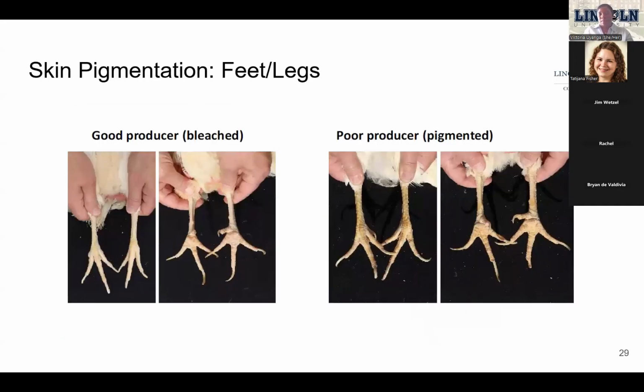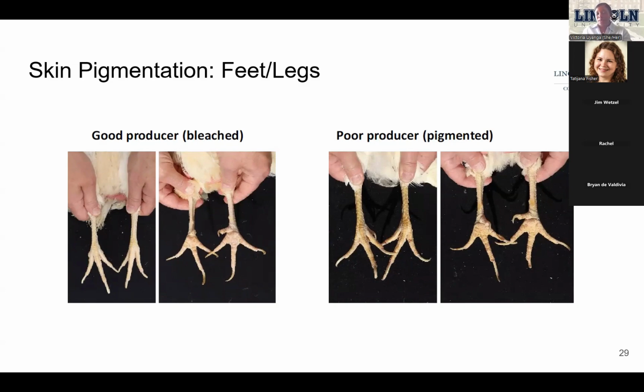The legs and the feet are another key area to look out for when looking at skin pigmentation. So we started with the face, the vent, and now the legs. For a good producer, that yellowishness is going to be bleached out relative to your poor producer, where you'll still have some of that on the scales of the legs and the feet.